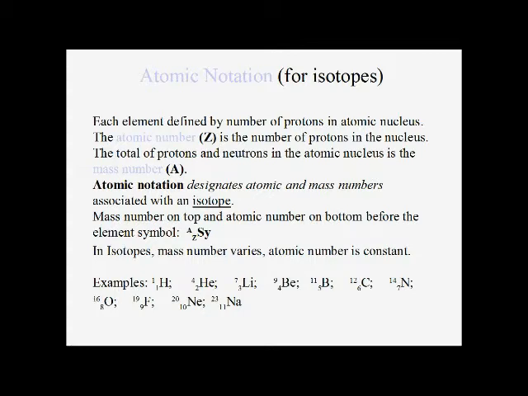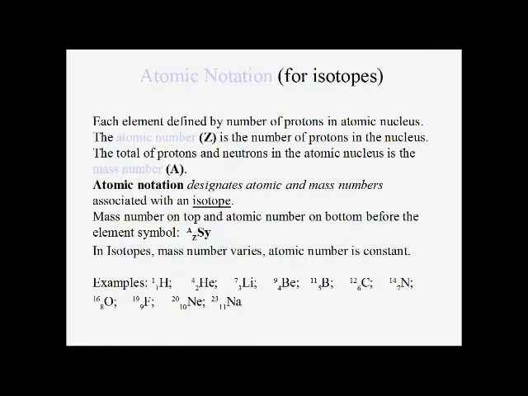Another way that we can identify isotopes is using atomic notation. Atomic notation uses the symbol of the element and then two numbers associated with it. The atomic number, which is represented by the letter Z, is the number of protons in the nucleus, and the mass number, which is represented by the letter A, is the total number of protons and neutrons in the atomic nucleus. So it's the total number of particles in the atomic nucleus. These are both just whole numbers.